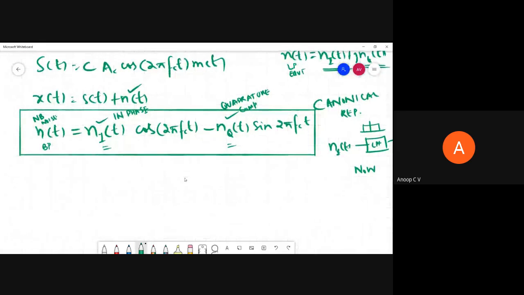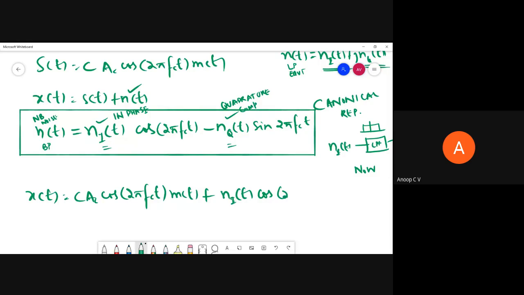So now what will be x of t? x of t will be C AC cos 2 pi fct times m of t plus n I of t cos 2 pi fct minus n q of t sin 2 pi fct. I request everyone to take it down along with me. So this is x of t.